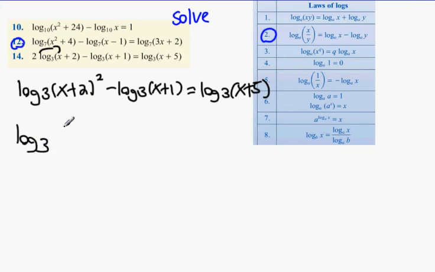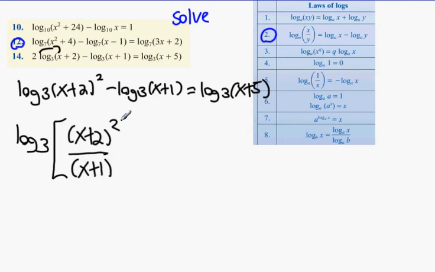Now that that's done, we're going to use the taken away rule, or the division rule. Now, I was asked earlier, does the squared have anything to do with the x plus 1? The squared is completely concentrated on the x plus 2 only. When you obey the rule rigidly, x plus 2 squared is what goes on top, and what goes on the bottom is the x plus 1. So you can see that the x plus 1 has absolutely nothing to do with the squared. Then on the other side we have log 3 of x plus 5.